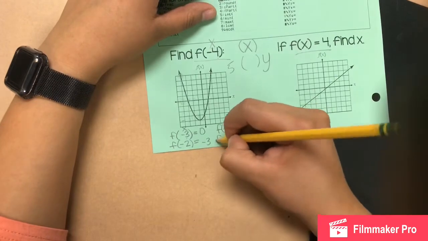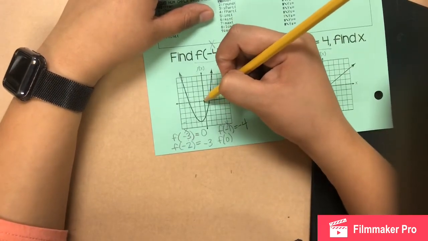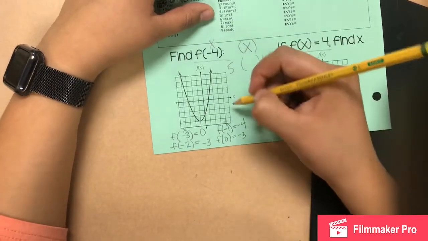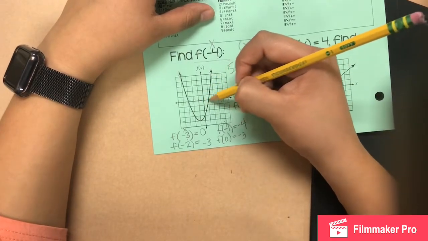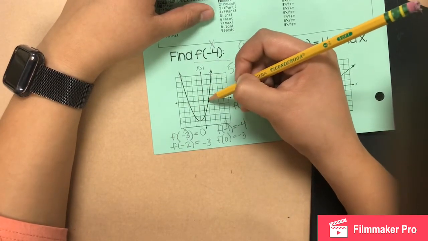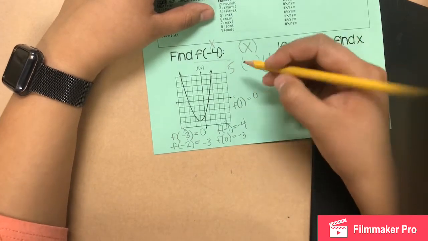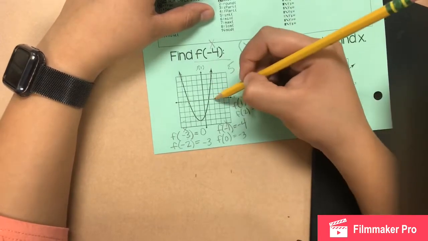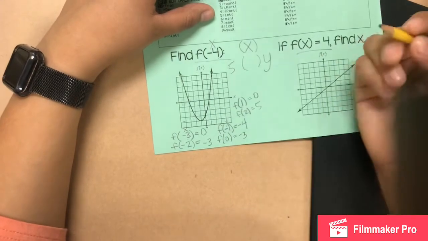If I were to do f of 0, that means where x is 0, that's the center, where it meets up with the graph would be -3. If I were to do f of +1, that's +1 on the x-axis right here, and where it meets the graph is 0. And if I were to do f of 2, where x is +2, it meets the graph up here, and that's +5.